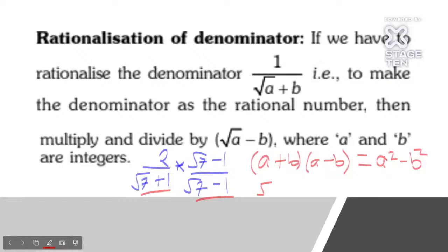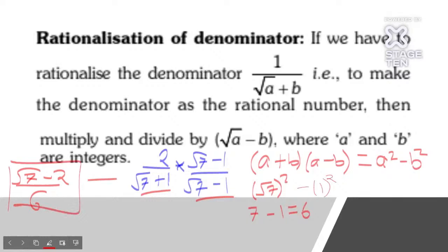What is my a? It is root 7. So root 7 square, subtracted from b square, that is 1 square, right? Now root 7 square is nothing but 7, and 7 minus 1 gives me 6. Super easy. So what do I get? 2 into root 7 minus 1. So 2 into 2 we can do, so root 7 minus 2 by 6 is my rationalized form.